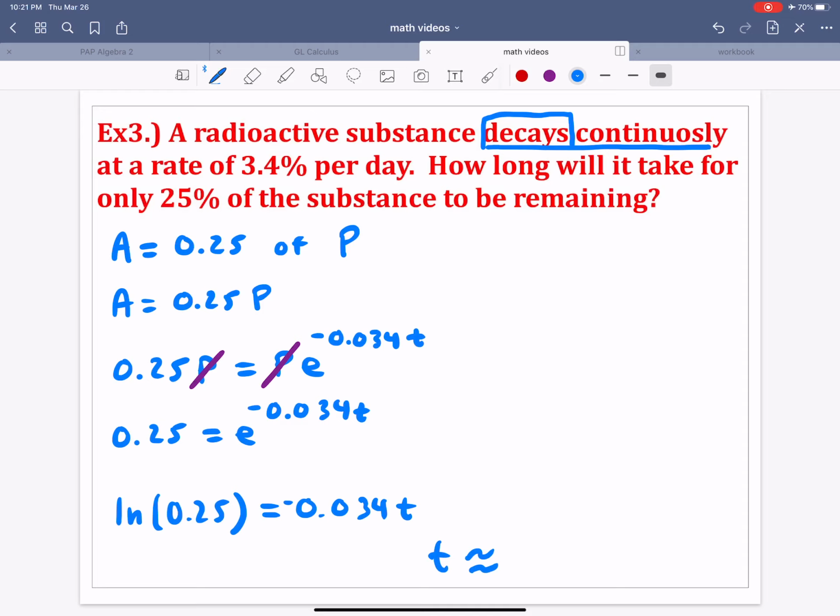So we take the natural log of 0.25 and divide it by negative 0.034. And we get our time to be 40.773. And what was our time unit there? Days. 40.773 days. Okay, pretty easy.